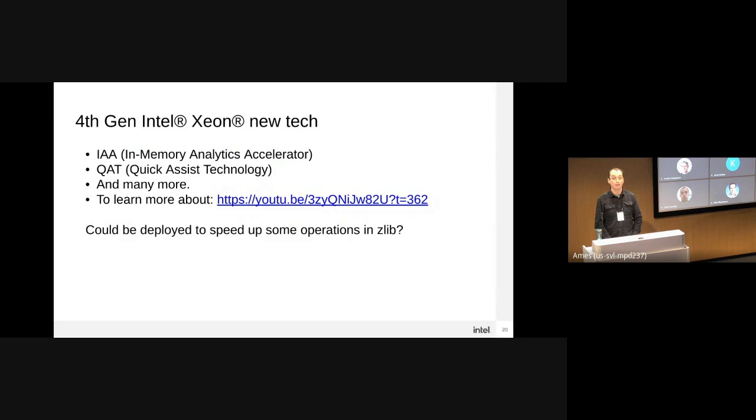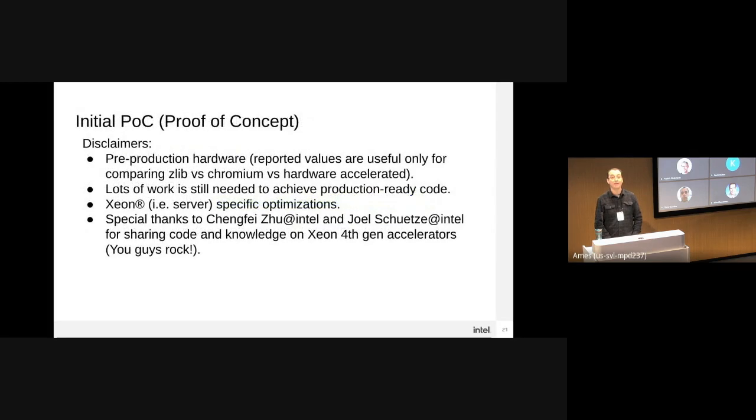So a little bit of context. First, this is just a proof of concept. This is running on pre-production hardware. So the reported values are useful only to compare, say, vanilla versus patched. There's still lots of work before we achieve production-ready code. And these are, at least for now, Xeon-specific optimizations. I'd like to say some special thanks to Shengfei Zhu and Joel Schutz for sharing knowledge about those accelerators. There's also code.